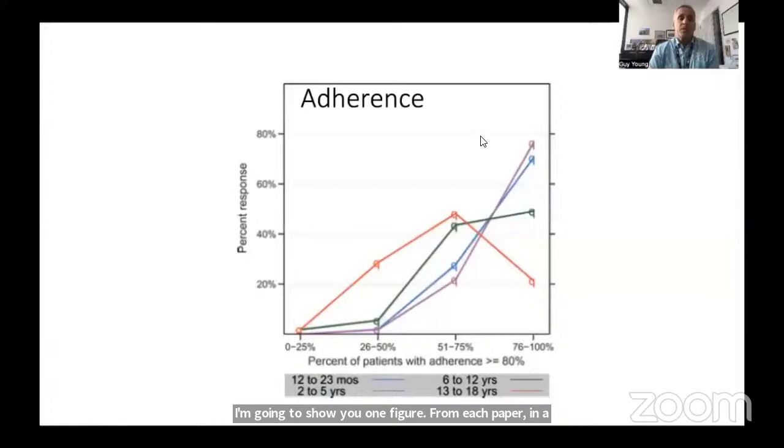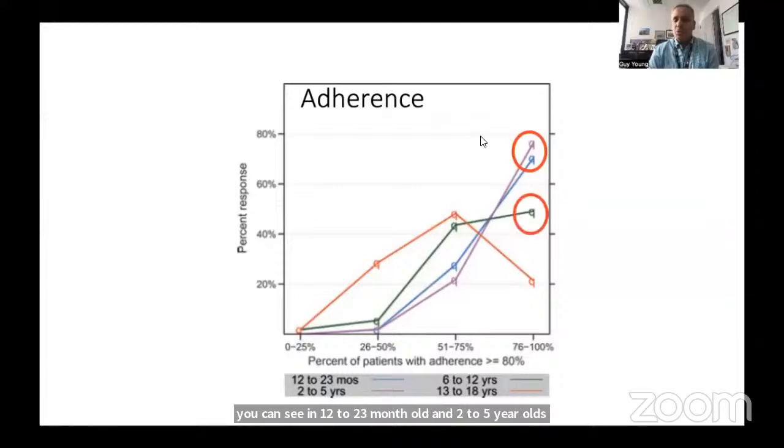Thornburg's paper is looking at the percent of patients who keep adherence. We'll just focus on the circles all the way on the right, 76 to 100%. So these are the patients with high adherence. You can see in 12 to 23-month-olds and 2 to 5-year-olds, adherence tends to be very high.